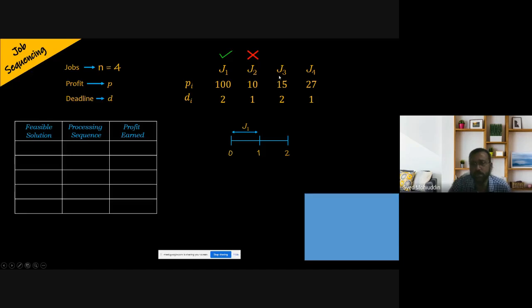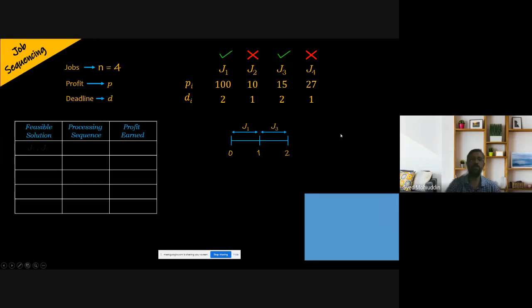Can we schedule job 3? Yes, we can, because its deadline is 2, and we still have a slot remaining from 1 p.m. to 2 p.m. Job 3 can be scheduled. Can we schedule job 4? No, because job 4 has deadline 1 and job 1 is already scheduled. So job 4 cannot be scheduled.